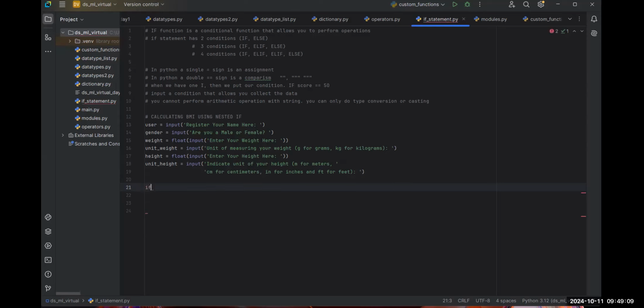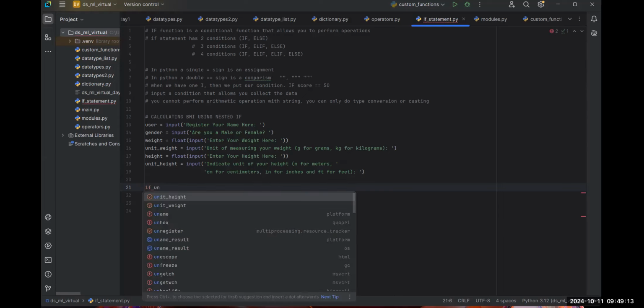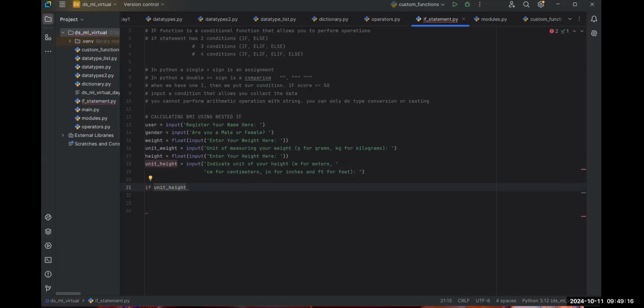Now we're saying if, now what are we bringing in? We are bringing in unit height first. If unit height, but we're using the method dot lower, so that no matter what the person inputs, it is going to return it as lowercase. Equal to comparison now. No more assignment. Comparison now. The first one we said for our unit height is in meters, right?